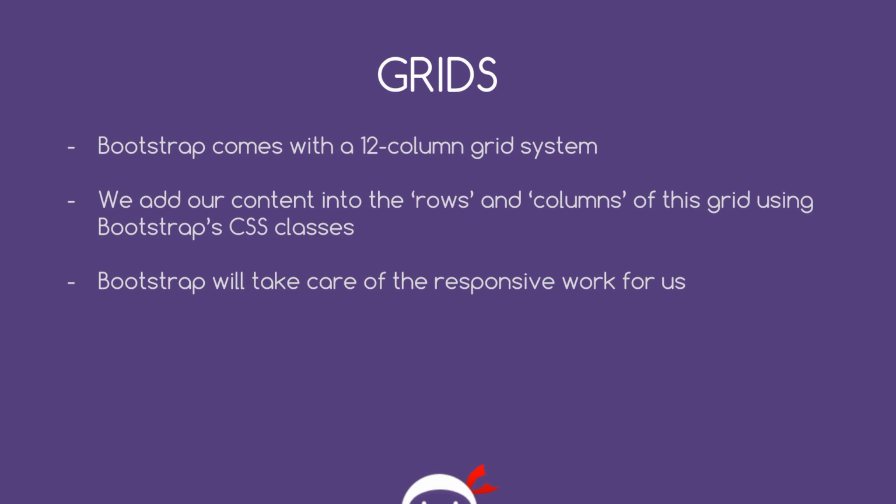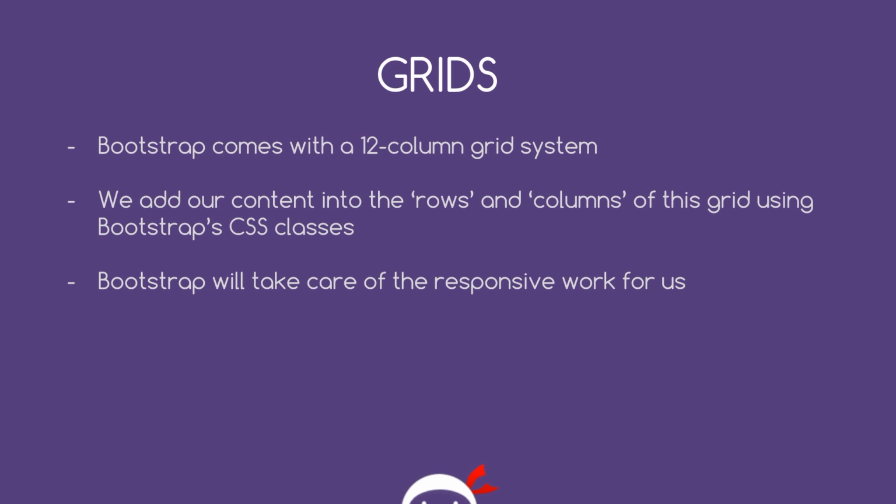Alright then, so Bootstrap comes with a 12-column grid system, and that's pretty common across a lot of different frameworks and web designers. Now, the idea is that we add content into the rows and the columns of this grid using Bootstrap's inbuilt CSS classes. And then what happens is Bootstrap takes care of a lot of the responsive work for us, so we don't have to worry about making media queries and controlling the width of these elements on different devices.